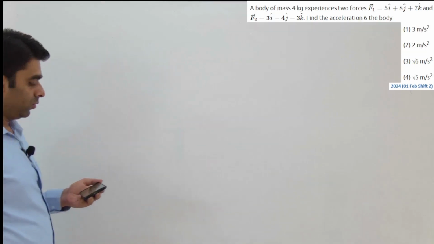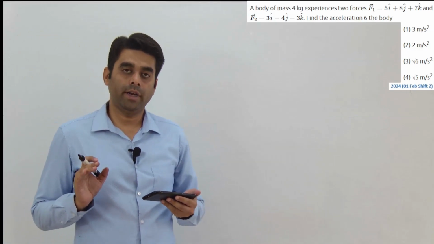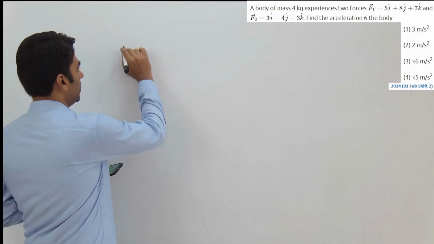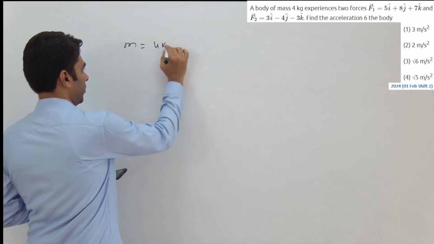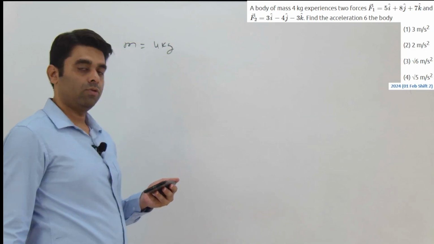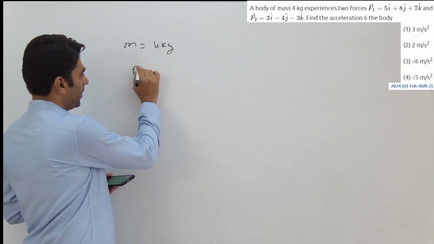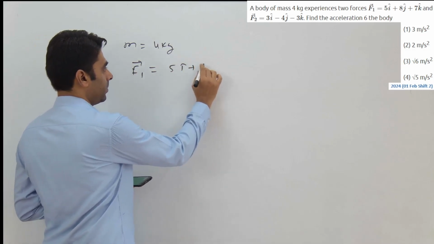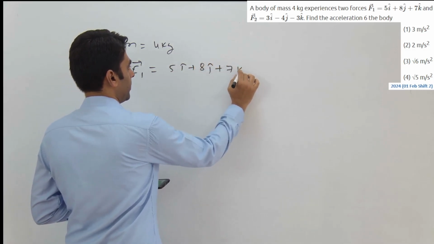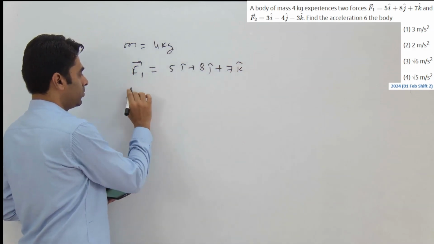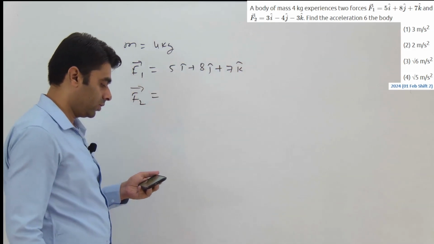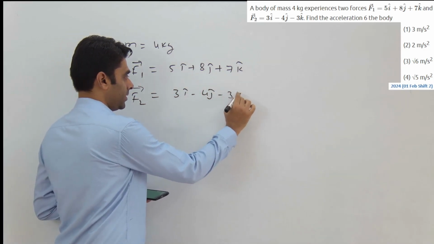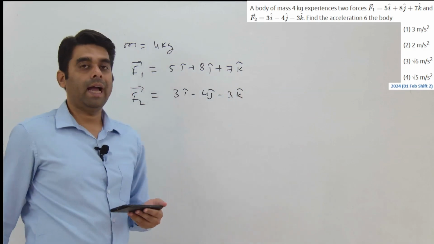So with this question, we have reached the end of our video. This is our last question. Let us see. A body of mass 4 kg experiences two forces, F1 equals to, in vector form it is given to us, 5i cap plus 8j cap plus 7k cap, and F2 vector equals to 3i cap minus 4j cap minus 3k cap, right? Find the acceleration of the body.